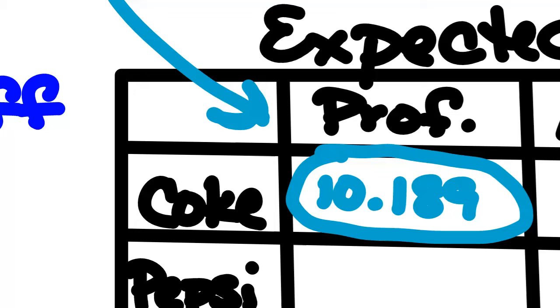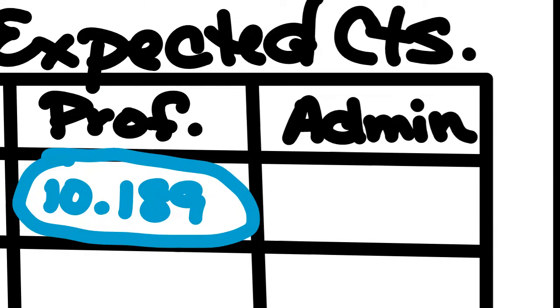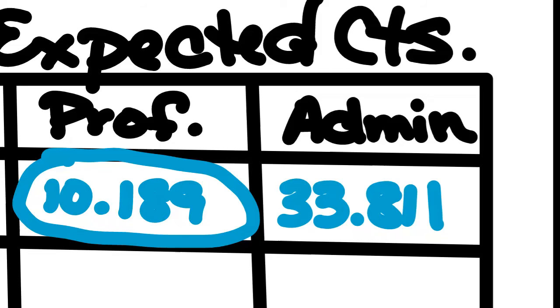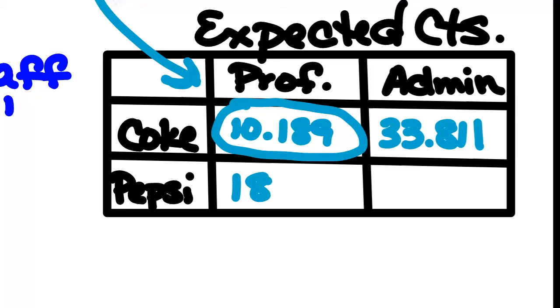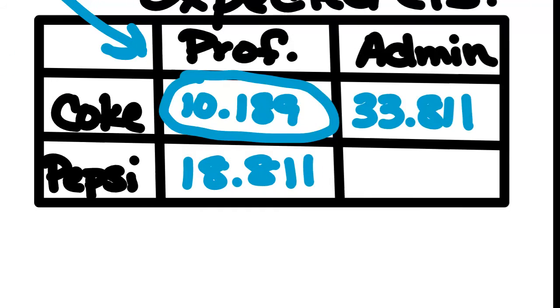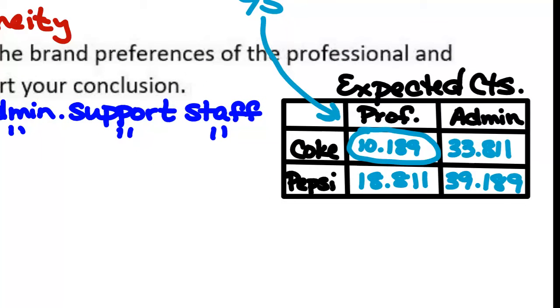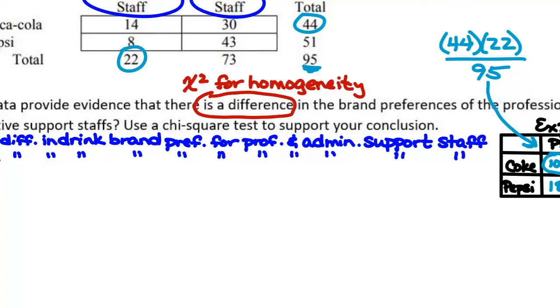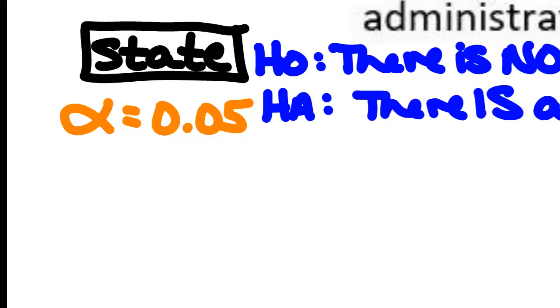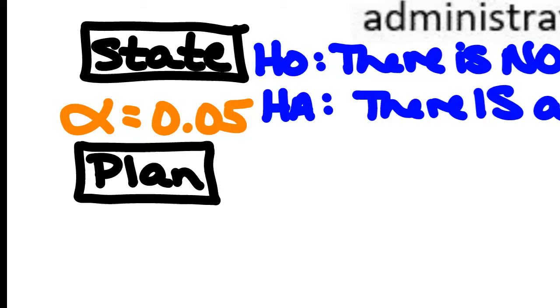So the remainder of my expected counts: 33.811 for admin support staff and Coke, 18.811 for professional staff and Pepsi, and 39.189 for admin support staff and Pepsi. So now we get to our plan step. Because it said we're looking for a difference in, we said that we know this is a chi-square test for homogeneity.